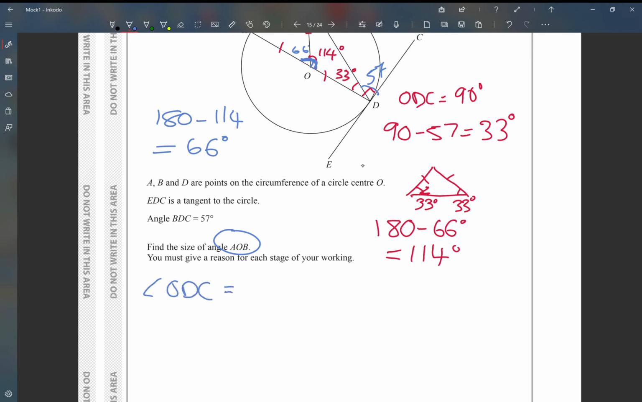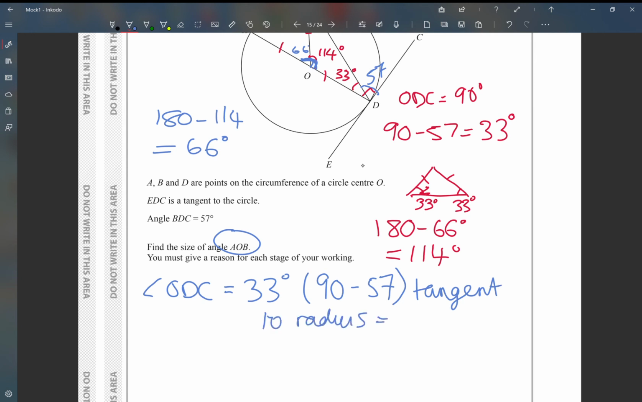So you have to write angle ODC equals 33, and that's because 90 minus 57, and then you can write tangent to radius equals 90 degrees. It kind of wraps it up there.